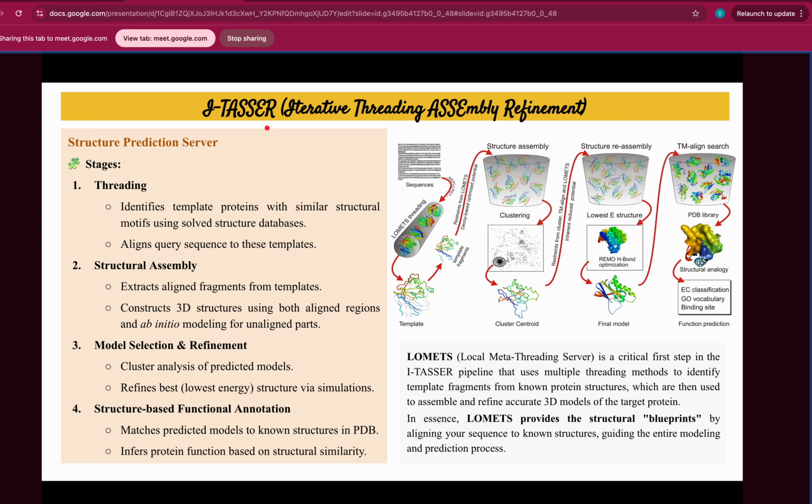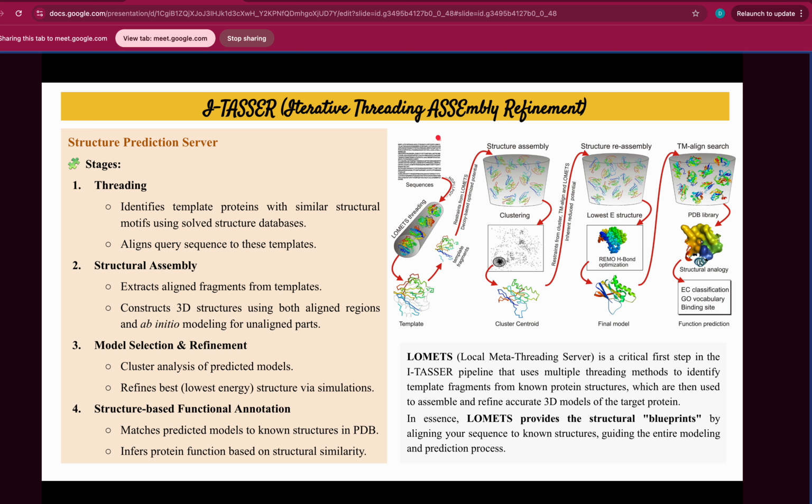So now we'll see another tool, which is the I-TASSER, which is known as Iterative Threading Assembly Refinement. So this is a structure prediction server and it has different stages. First stage is threading. It identifies the template proteins with similar structural motifs using the solved structure databases, and it aligns the query sequence to these templates.